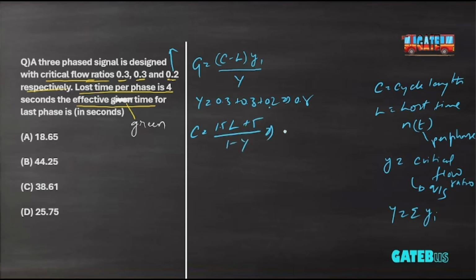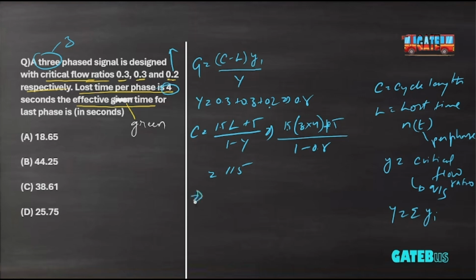So putting in the values, 1.5, and L is 3 phase, right? 3 into 4 plus 5, plus 5, over 1 minus 0.8. So by solving this, 12 into 1.5, we'll get 115.